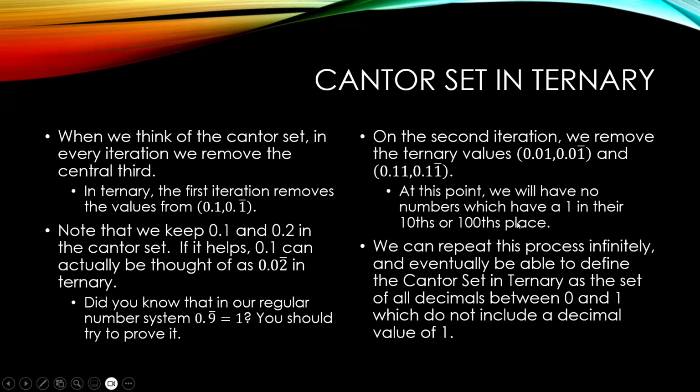On the second iteration, we remove the ternary values from 0.01 to 0.01 bar, and from 0.11 to 0.11 bar. At this point, we will have no numbers which have a 1 in their 10th or their 100th place. If we repeat this, the Cantor set can be defined as the set of all numbers which do not have a 1 in their decimals. And so imagine if you want your decimal numbers, think of all the possible decimal numbers and then get rid of all of the decimal numbers which have a 1 somewhere in them. That's what the Cantor set is representing.